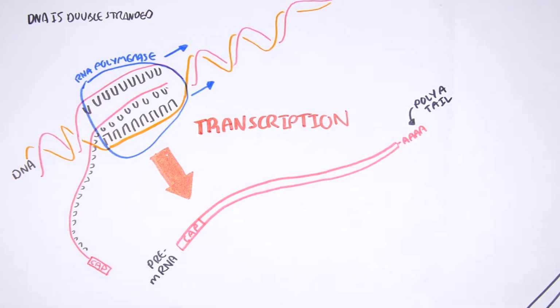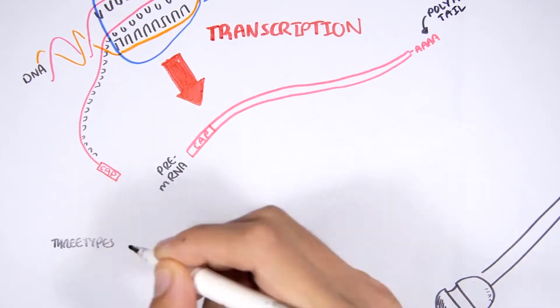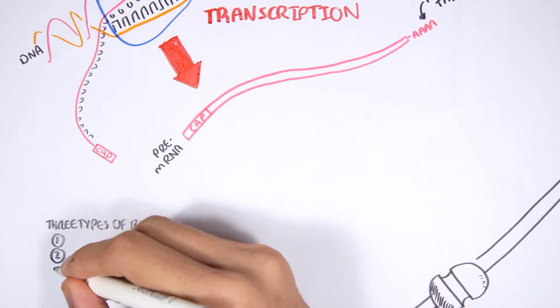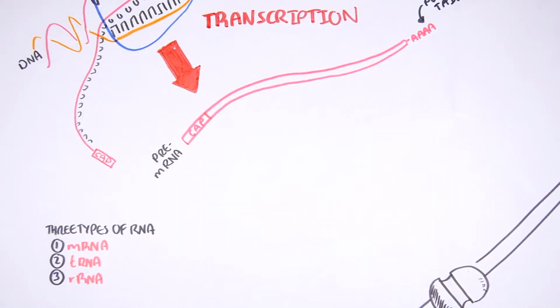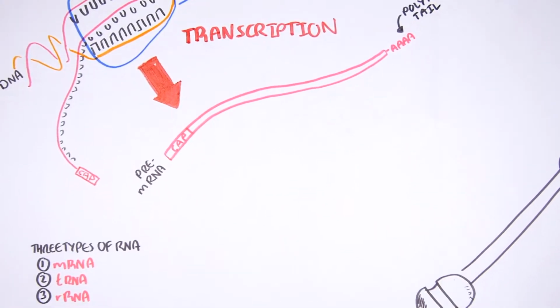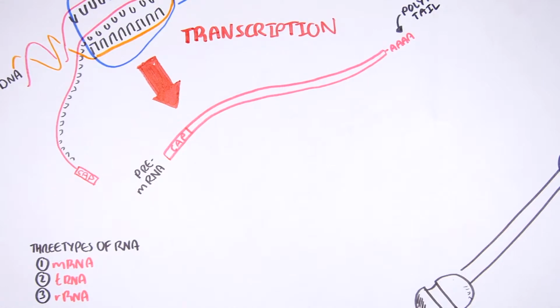There are actually 3 major types of RNA in humans. These are the messenger RNA, mRNA, transfer RNA, tRNA, and ribosomal RNA, rRNA. And they are all synthesized by different types of RNA polymerases. You have RNA polymerase 1, 2, and 3. But we don't have to worry about that now. Anyways, let's go back to the pre-mRNA that was just made. So now we are focusing on messenger RNA.